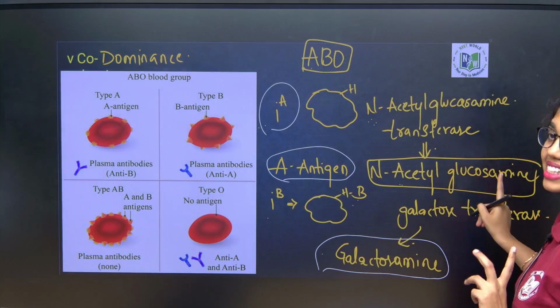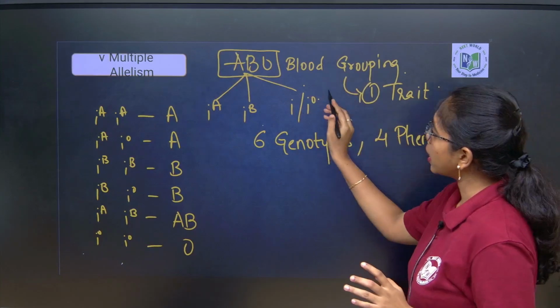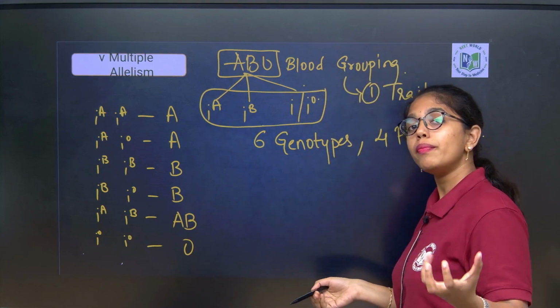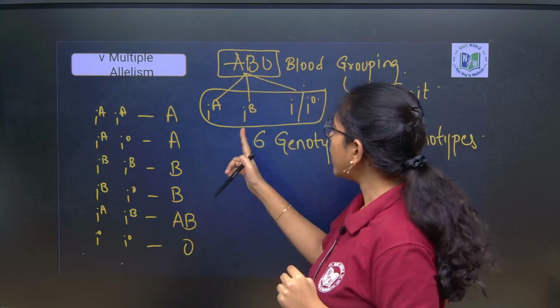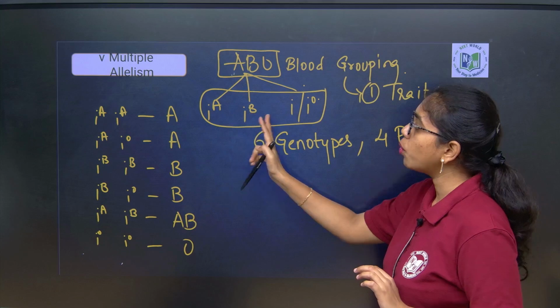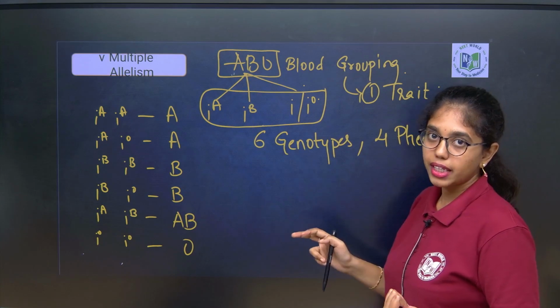So, this is kept under multiple allelism, as this one trait is controlled by 3 alleles, more than 2 alleles. According to Mendelian law of dominance, each factor has 2 alleles. But here you can see this one gene or one factor or one trait is having more than 2 alleles. That is why this example is kept under multiple allelism.